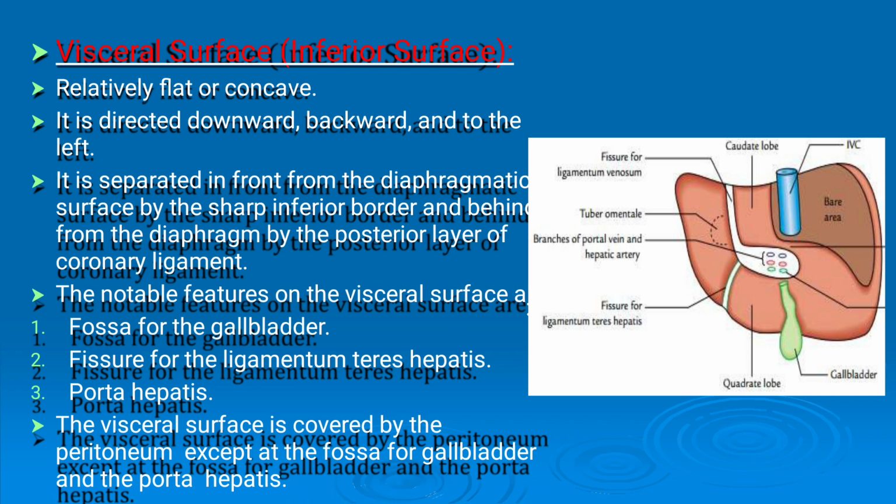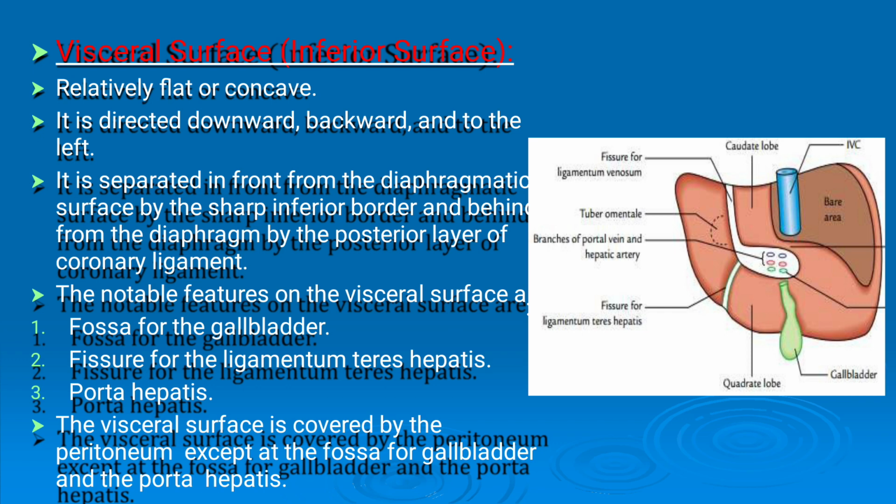We can see in this diagram this area is called the visceral surface. Why is it called that? Because it is directed downward, backward, and to the left. We can see this area. Obviously, what you can see in this one is the lobe, the fissure of the ligamentum venosum, the tuber omentale. And this is the porta hepatis.